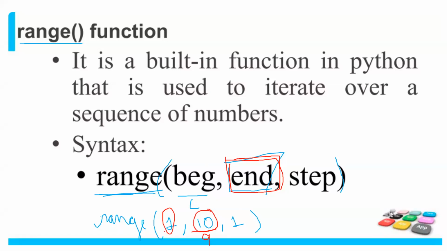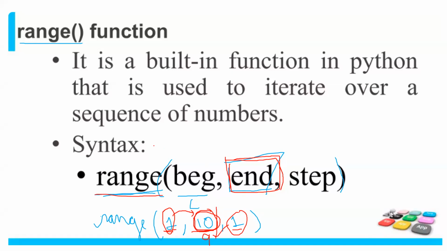So if I'm writing here 1 and then 10 and then 1, that last 1 is the step part. You can skip this one also. You can just write 1, 10 also. It will work in the same manner. That means it will start from 1, it will end at 9, and it will not touch this part. Automatically the value will be incremented from 1 to 9. You don't need to write separate code for the incrementation. And this is the best part of this range and the best part of the for loop.